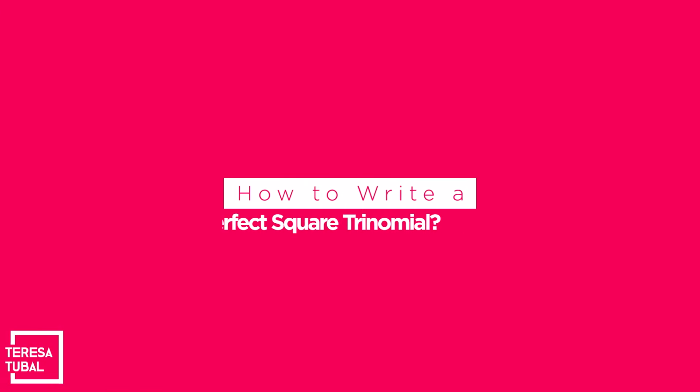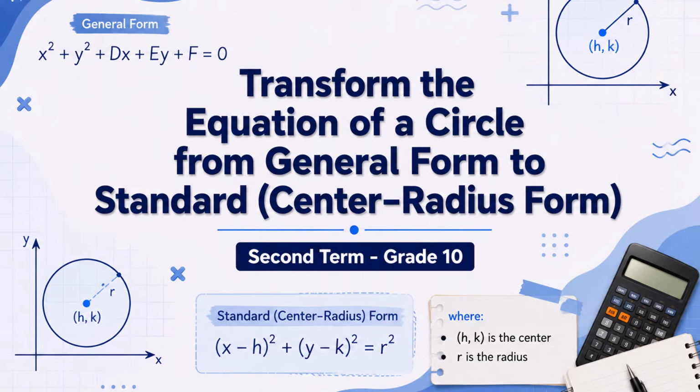How to write a perfect square trinomial? So let us transform the standard form of the equation of the circle to general form of the equation of the circle.